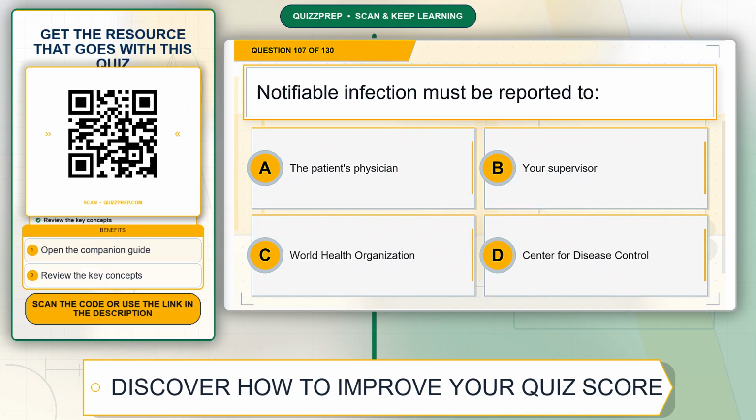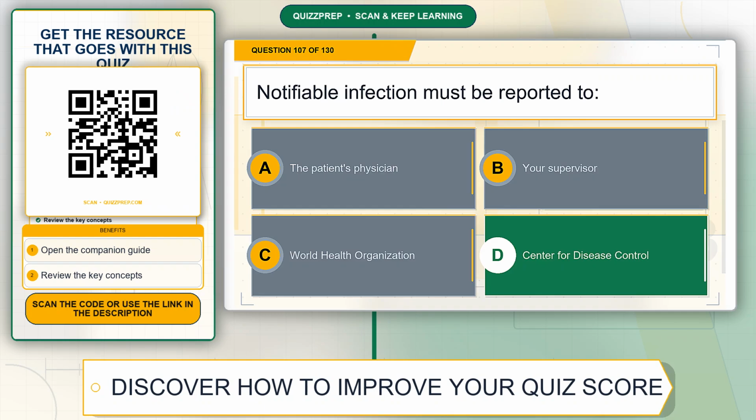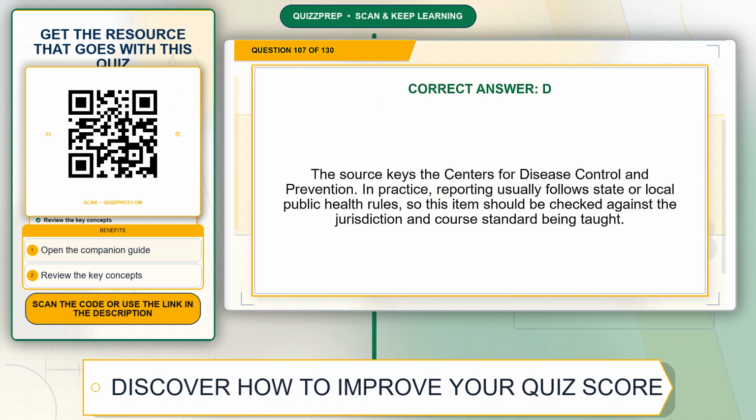Question 107. Notifiable infection must be reported to: Option A, the patient's physician. Option B, your supervisor. Option C, World Health Organization. Option D, Centers for Disease Control. The correct answer is option D. Explanation. The source keys the Centers for Disease Control and Prevention. In practice, reporting usually follows state or local public health rules, so this item should be checked against the jurisdiction and course standard being taught.